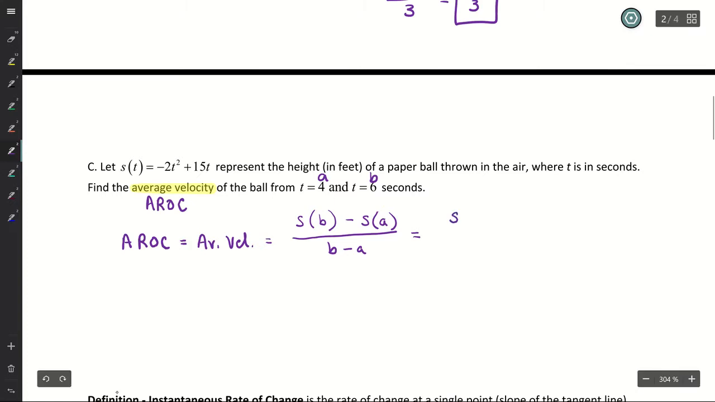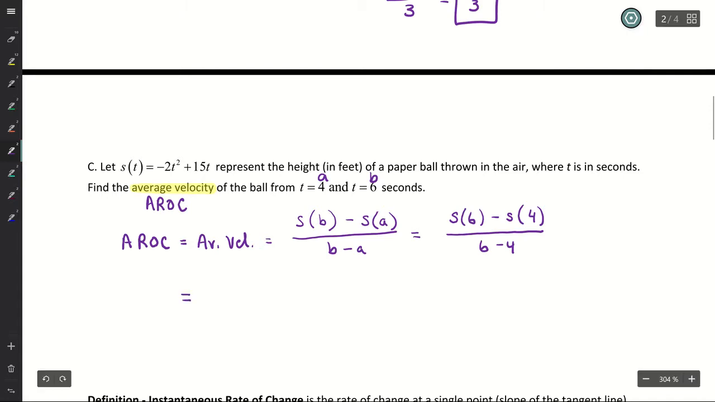All right, for this one, our b was 6. So we're going to have s of 6 and then minus s of 4. 4 was the a, and then we'll have 6 minus 4 there on the bottom. All right, and then from there, we need to plug into the function.